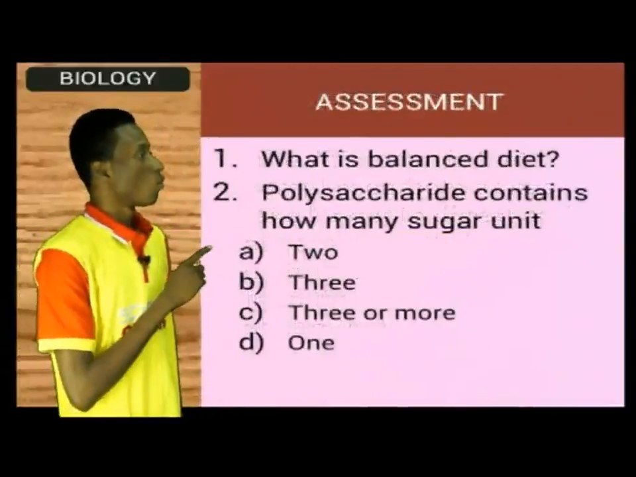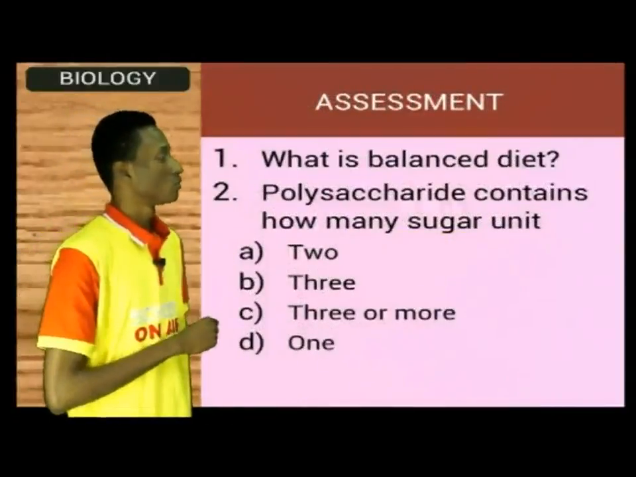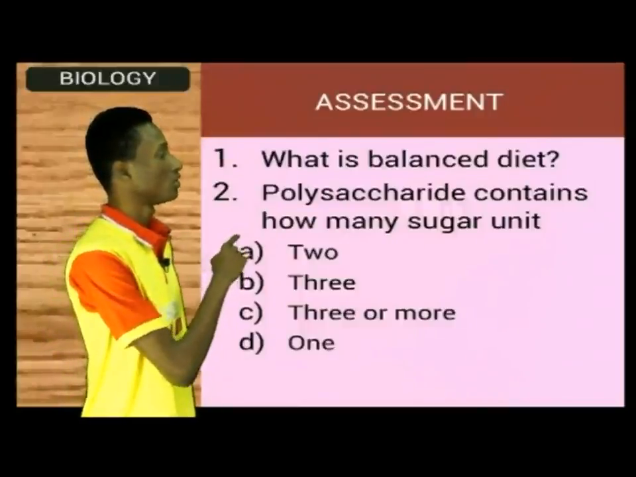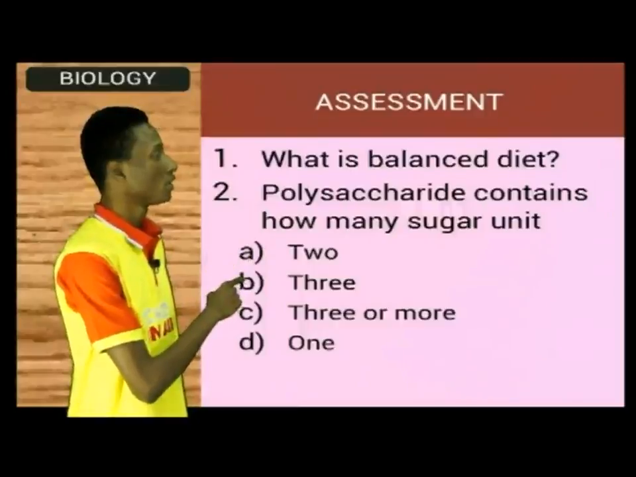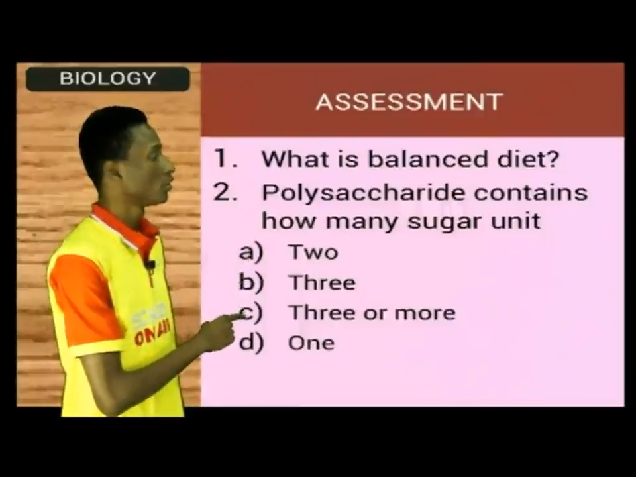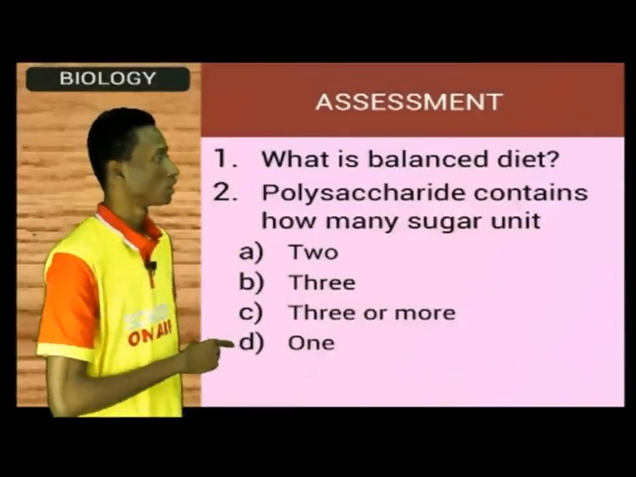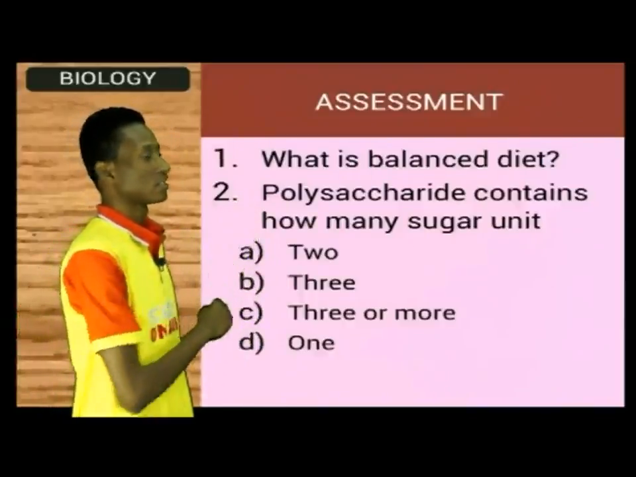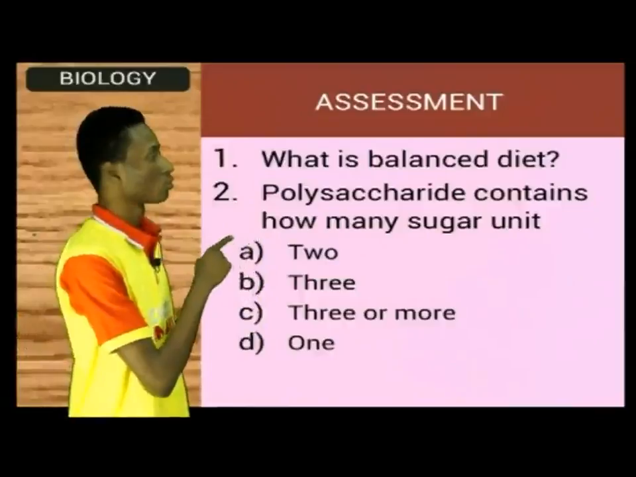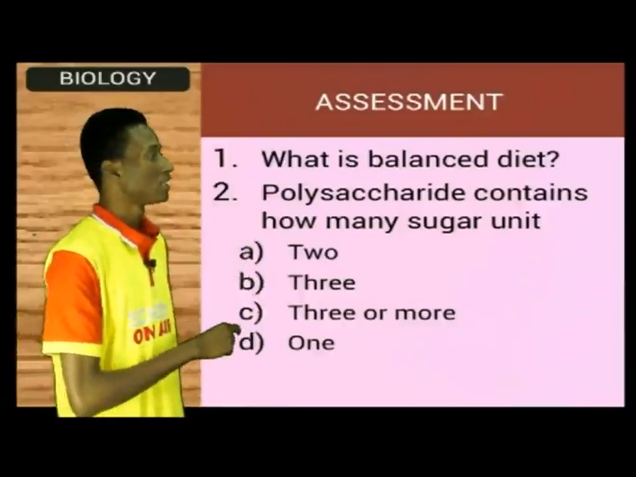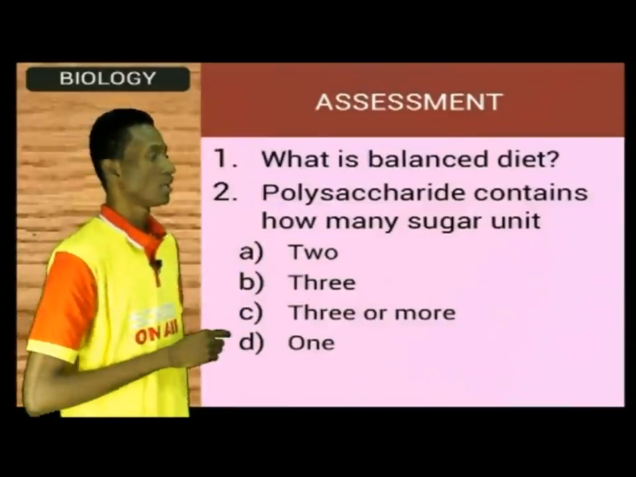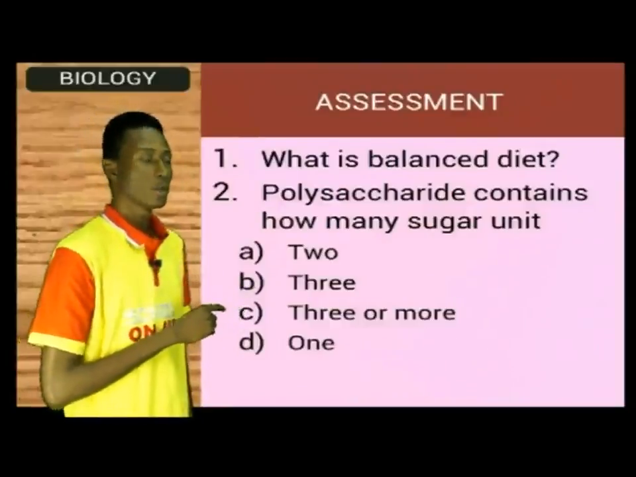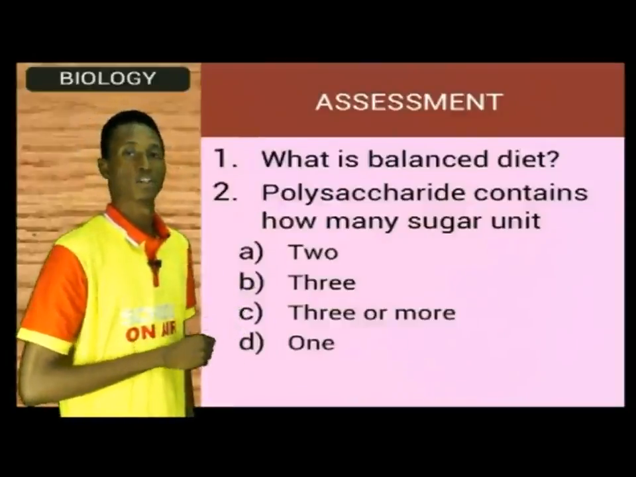Assessment. What is balanced diet? Number 2. Polysaccharides contain how many sugar units? A, 2, B, 3, C, 3 or more, D, 1. The assessment once again, what is balanced diet? That is the first question. Then number 2, polysaccharide contains how many sugar units? A, 2, B, 3, C, 3 or more, D, 1.